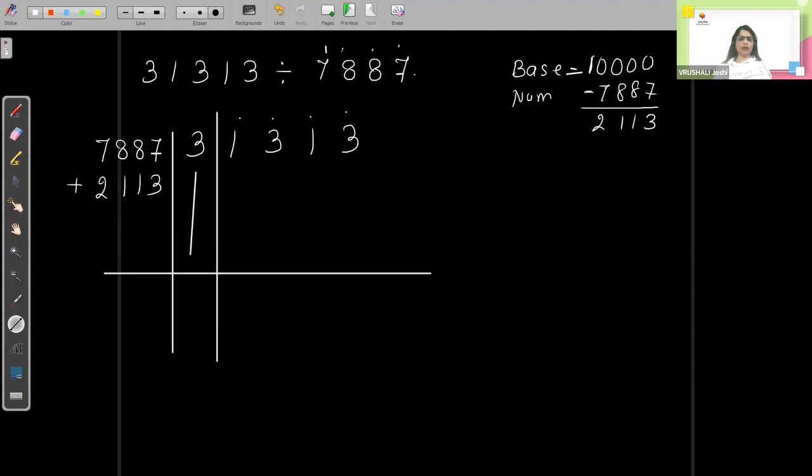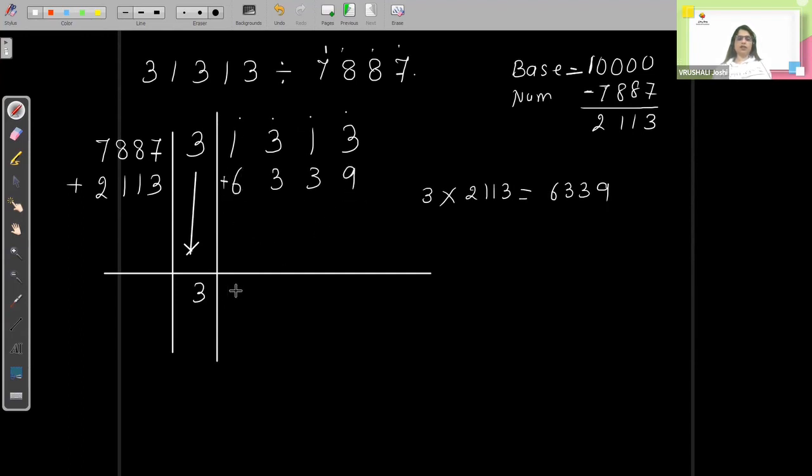Draw a line here. The first number will come down as it is. And now you will multiply 3 by the difference, which is equal to 2113. What is the answer? 6339, which we can write down here. 6339.